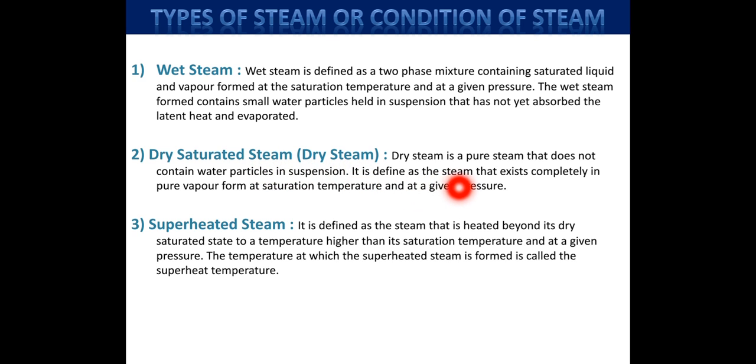It is defined as the steam that exists completely in vapor form at its saturation temperature, Ts degree Celsius, and at a given pressure. The superheated steam is defined as the steam that is heated beyond its dry saturated stage, from point C to point D in the previous diagram. At point C the steam is dry steam, at point D the steam is superheated steam. The temperature at which the superheated steam is produced is called the superheat temperature, T super.